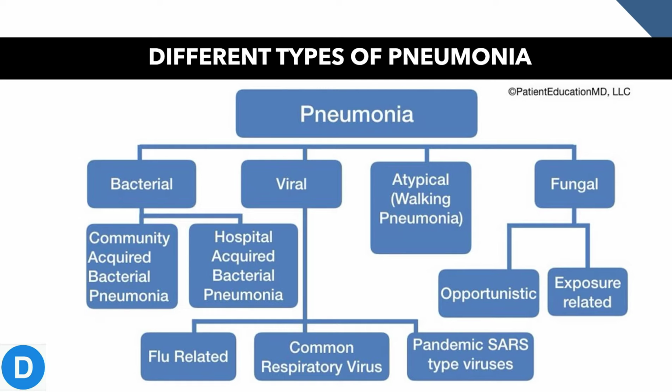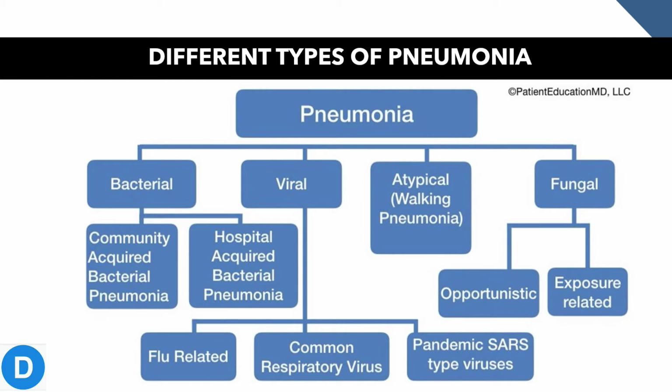Viral pneumonia is responsible for about one third of all pneumonia cases. This type is caused by various viruses, including flu or influenza. People may be more likely to get bacterial pneumonia if they have first had viral pneumonia. Viral pneumonia is usually not as serious as bacterial and typically goes away more quickly.